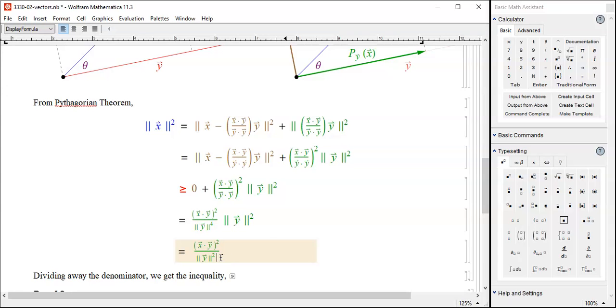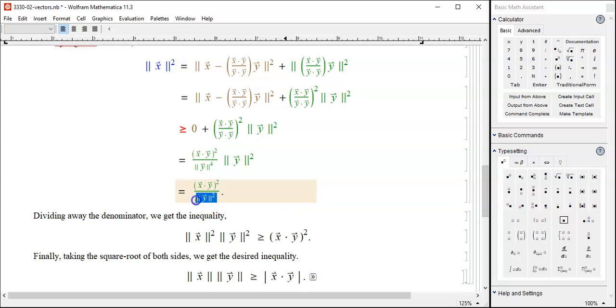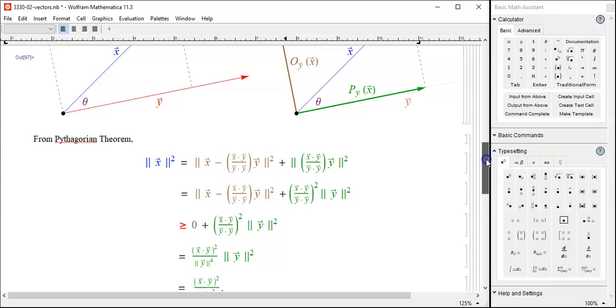We're almost there. Now flip this denominator to the other side. Then this is what we're going to get. This one flipped over there. And what do you get? We get norm squared times norm squared is greater than or equal to scalar product squared. All we have to do now is take the square root of both sides. Norm times norm is greater than or equal to the absolute value of this dot product. And that is the desired inequality, the Cauchy-Schwarz inequality.